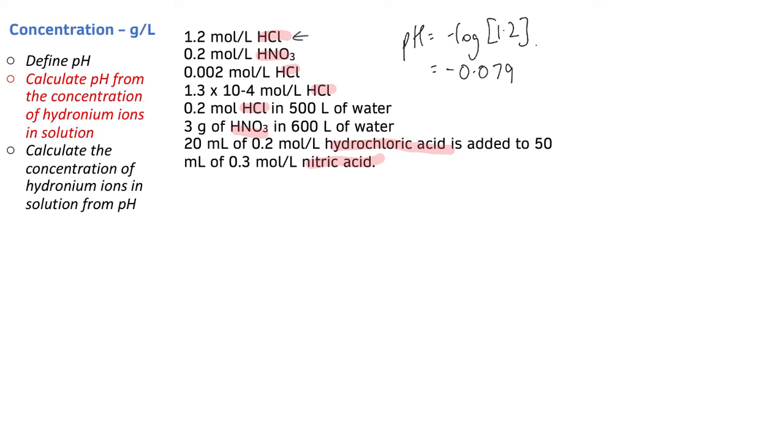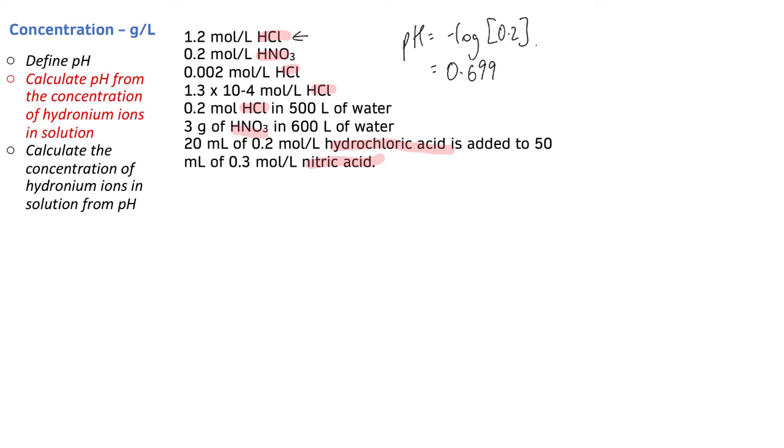Any concentration over 1 mole per liter will actually be a negative value. So let's try the next one. pH of a solution which is 0.2 HNO3. So we just change that number to 0.2. Again, you find the negative log 0.2, and that now is 0.699. That's the pH there.